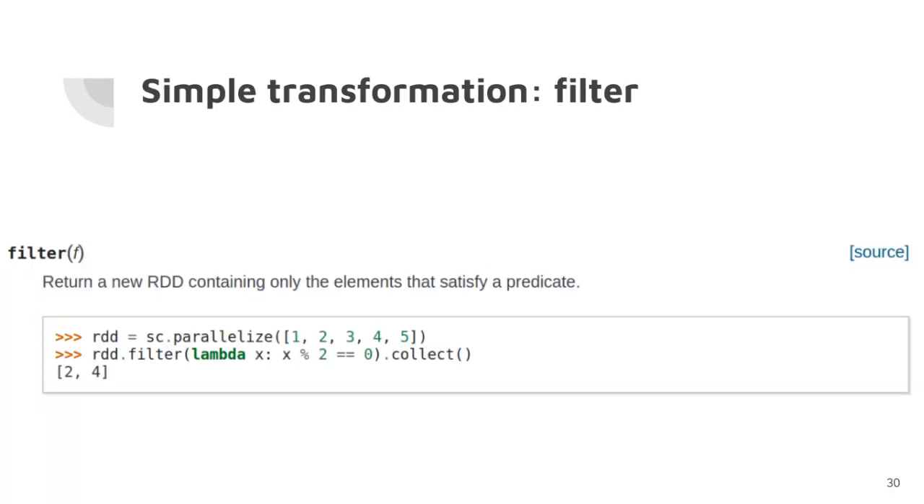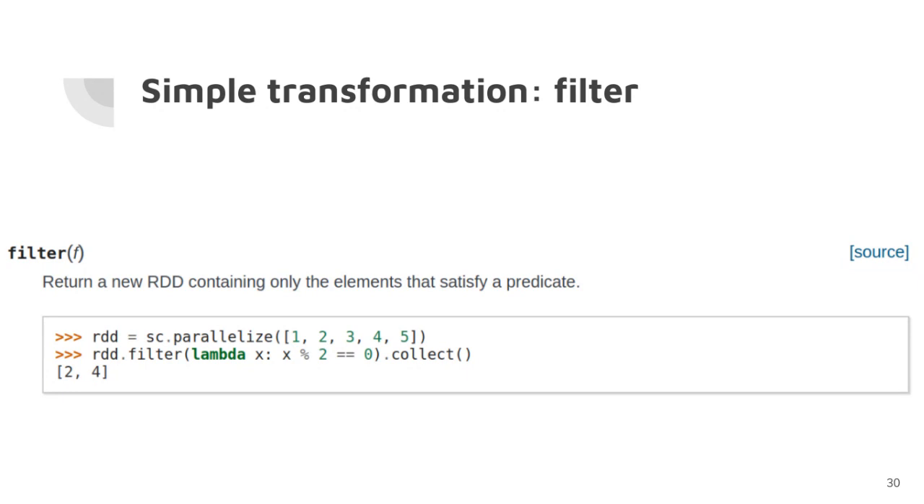Okay, so filter. Here we have our Spark context object, SC, and then as input, a toy example, we have parallelize, and then we have this list of 5 integers. So with the method parallelize, you create an RDD out of that list.